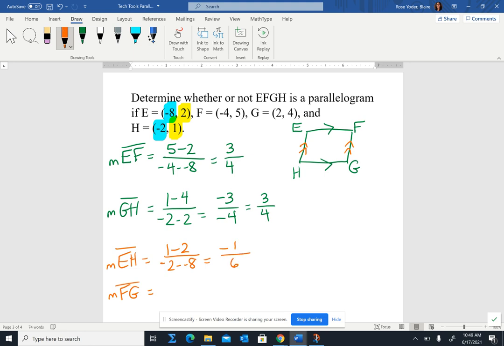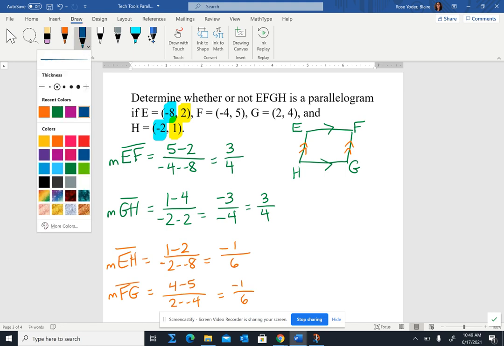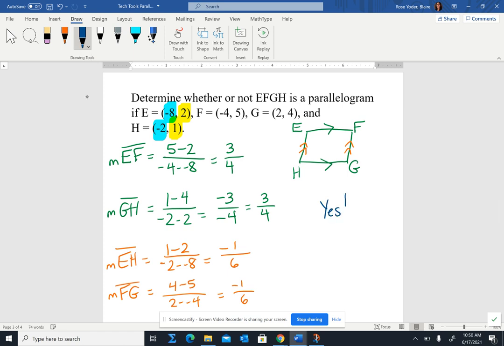So finally, we need to find the slope of FG and see if that's equivalent. So 4 minus 5 over 2 minus negative 4 gives you negative 1 over 6. So is EFGH a parallelogram or not? You can pause the video for a second and think about your answer and see if you can come up with a reason why. All right, when you're ready, the answer is yes again, because it's a quadrilateral with two pairs of opposite sides that are parallel.